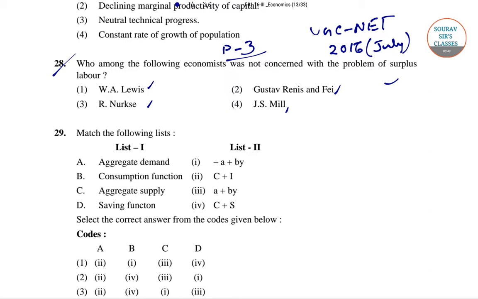For question number 28 we know that J.S. Mill was not concerned with the problem of surplus labor. Except J.S. Mill, all these people, Nurkse, Gustav Ranis and Lewis, were concerned about surplus labor. So for question number 28 the right answer would be option 4, that is J.S. Mill. Except J.S. Mill, all of them were concerned about the problem of surplus labor. So the right answer would be option 4.